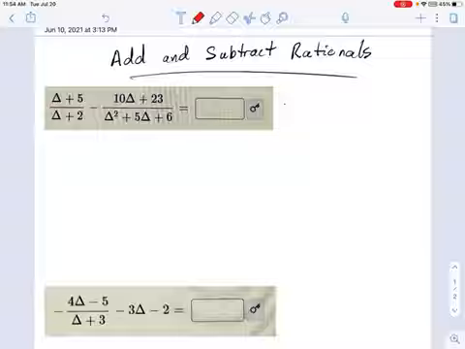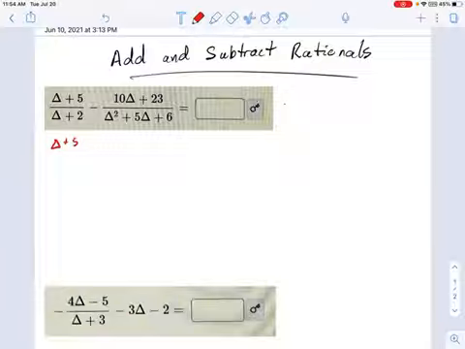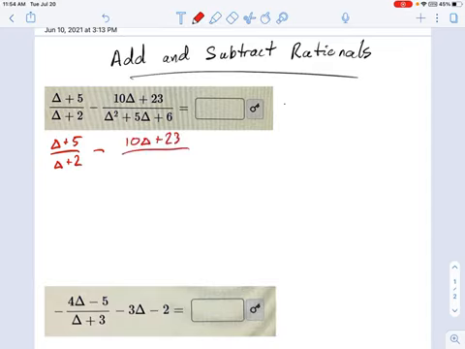So what I do is I always factor any unfactored terms in these things. So we can write delta plus 5 over delta plus 2. There's nothing wrong with that one. And then minus 10 delta plus 23. Okay, nothing to factor out from the top, but the bottom factors nicely into delta plus 3 and delta plus 2. And you can see now what it's missing.